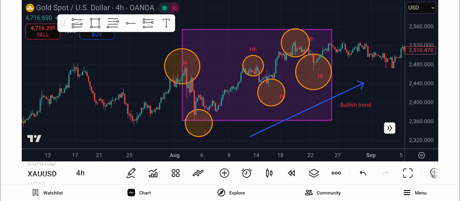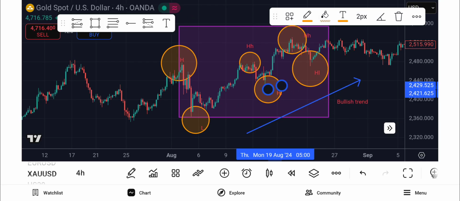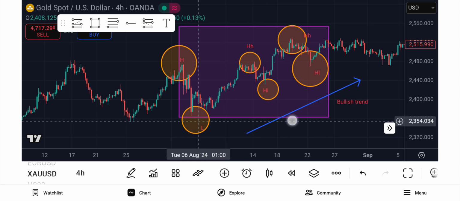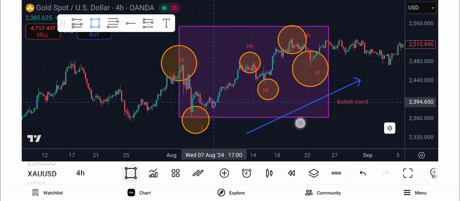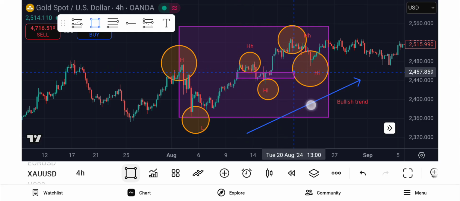Okay, so what do we do next? Once this low broke this high and we know it's a bullish trend, now we're gonna look for fair value gaps. So what are fair value gaps? Fair value gaps are three candles, and there's a gap between the first and the third candle. So you're gonna use that.